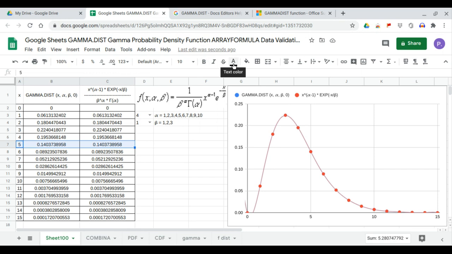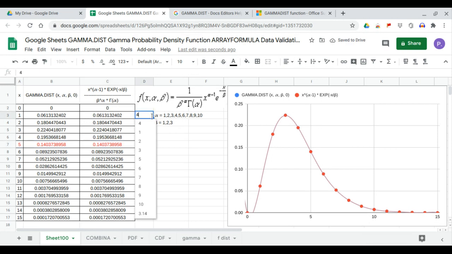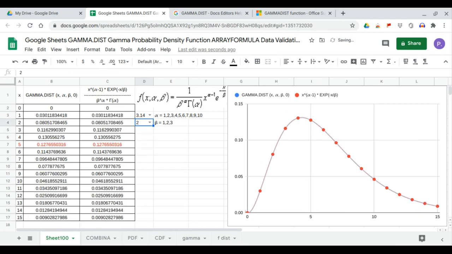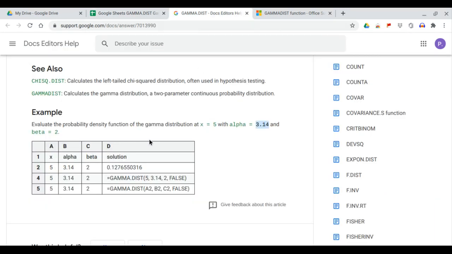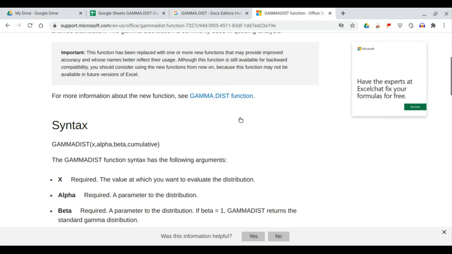We will check these values. So we change this to 3.14 and beta equals 2. The value should be 0.1276550316, and it is 0.1276550316. Then we look at the example of Microsoft's help support.